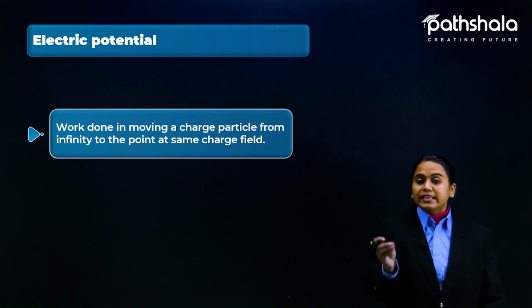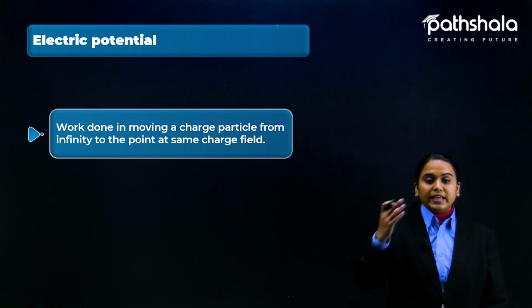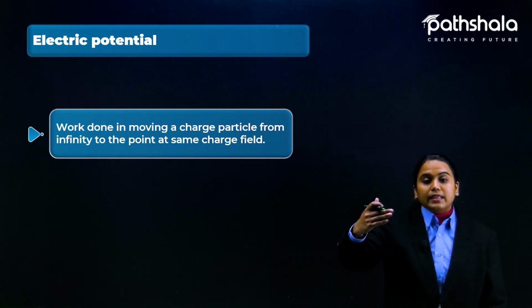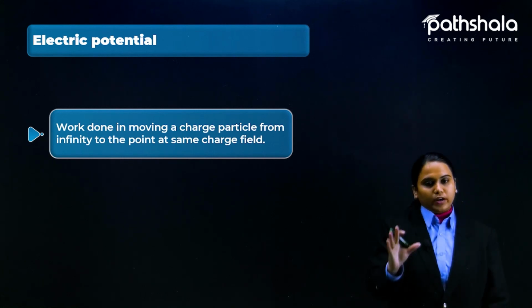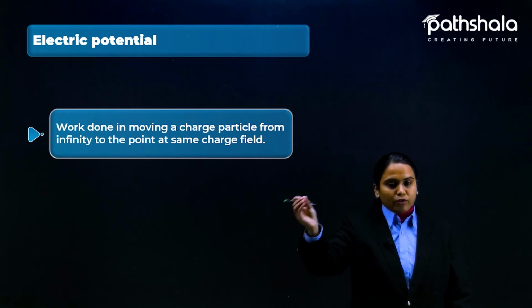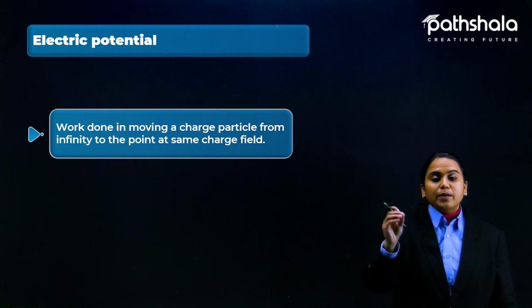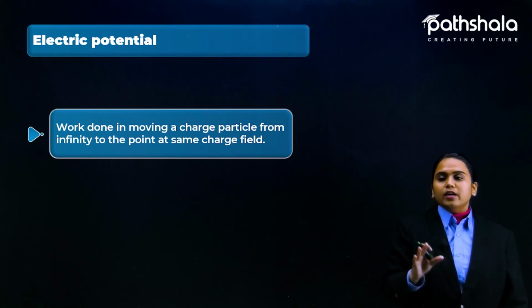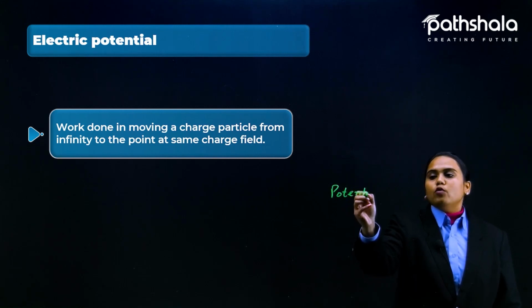specified as something that is not in our reach. Beyond that we cannot reach. This is the limit. So the limit of any kind of charged particle is the infinity for it. Okay, so bringing any kind of charged particle from infinity to the same field will give you the electric potential of it. So here let us discuss the word potential first of all, and then we will move forward.